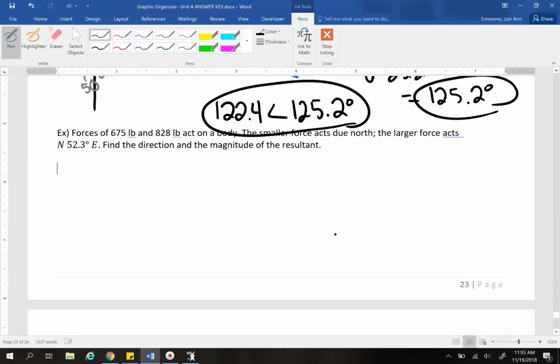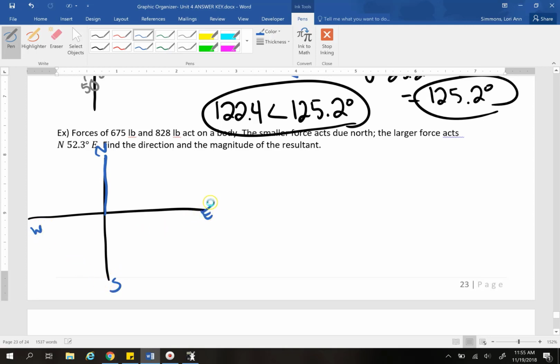Let's look at another example. Forces of 675 pounds and 828 pounds act on a body. The smaller force acts due north. So due north, smaller force due north, 675. The larger force acts north, 52.3 degrees east. So that means you're going to go north, you're going to go 52.3 degrees east. So this is 52.3 degrees.